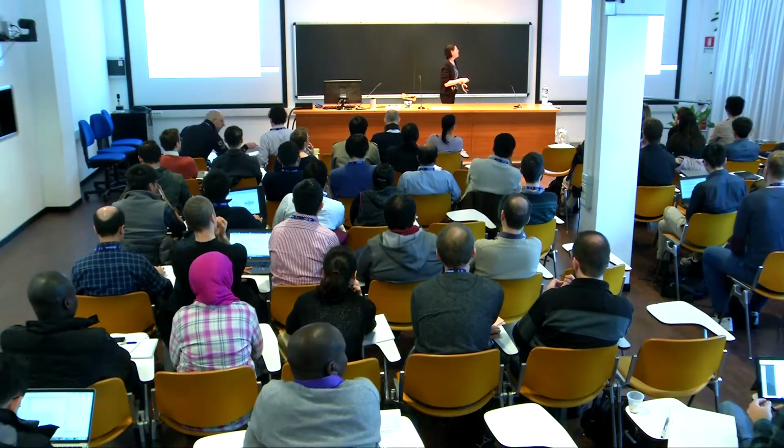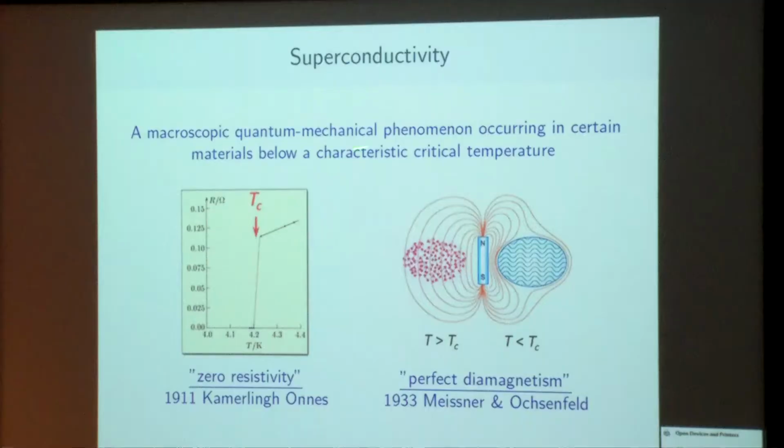So superconductivity is basically a quantum mechanical phenomenon occurring in certain materials below a characteristic critical temperature. And at the macroscopic scale, there are two very intriguing manifestations that one can observe. One of them is zero resistivity. Basically, below the critical temperature, the electric current can flow without any resistance. And this was discovered in 1911 by Onnes.